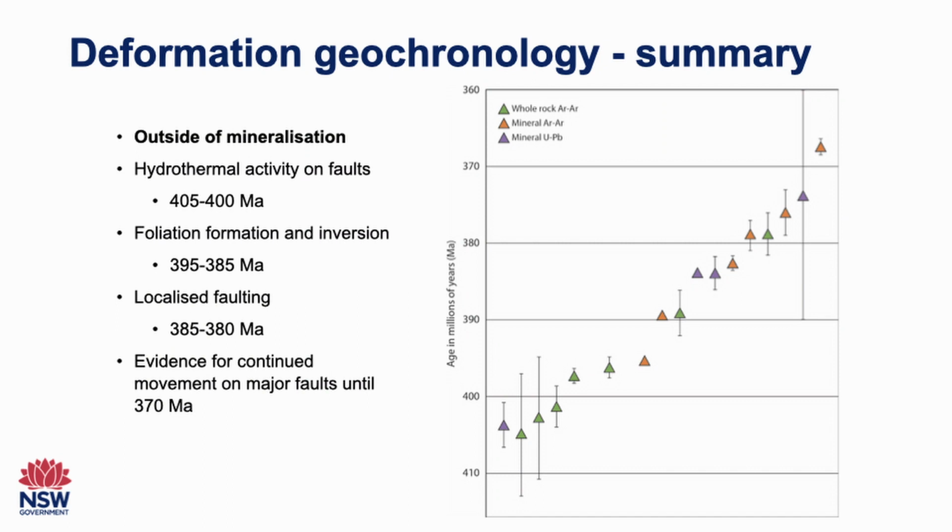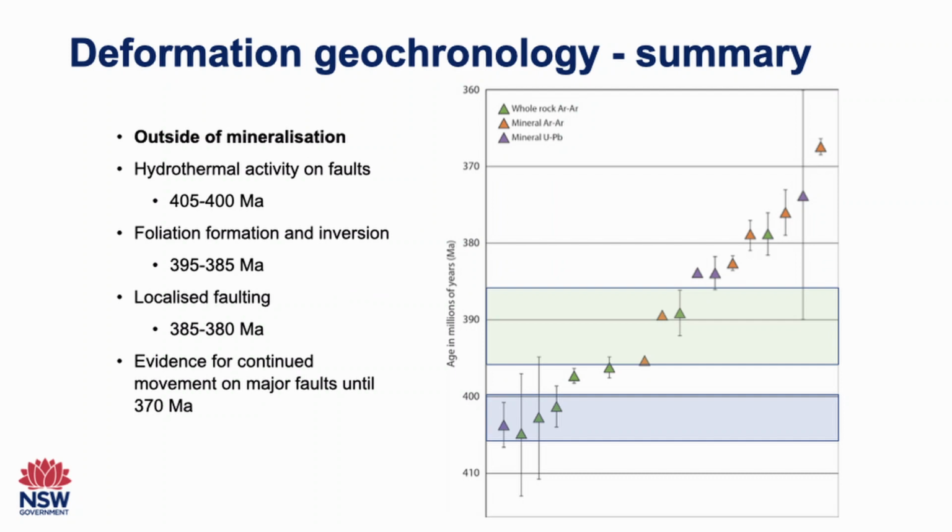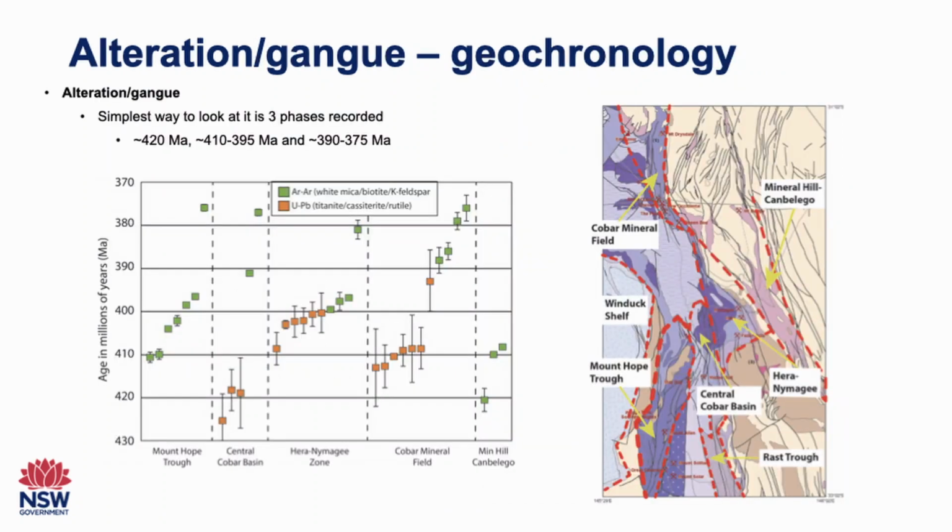So as a quick summary of that, we see one lot of faults, the oldest ones that we get that are unmineralised at about 405 to 400. We definitely see foliation development somewhere between 395 and 385. And then we see later brittle systems developing later in the system down to about 370 odd. And that's it.